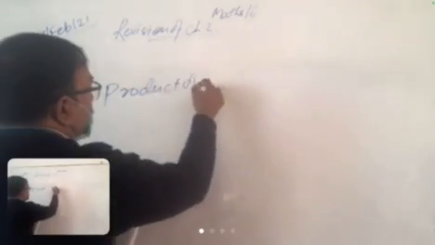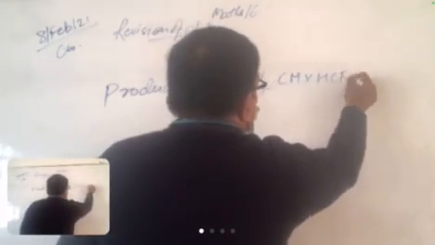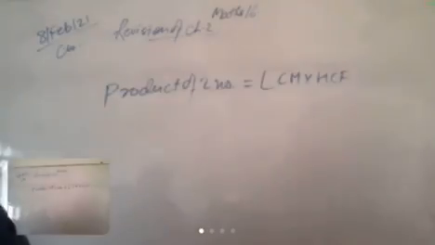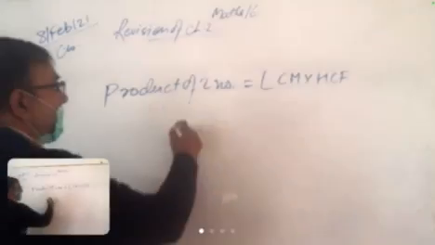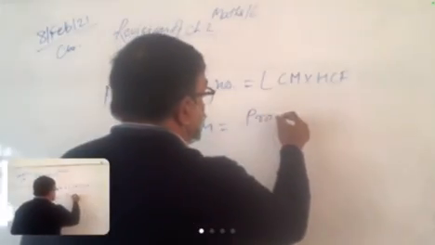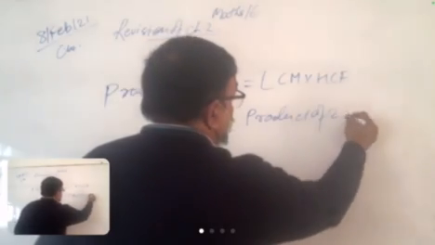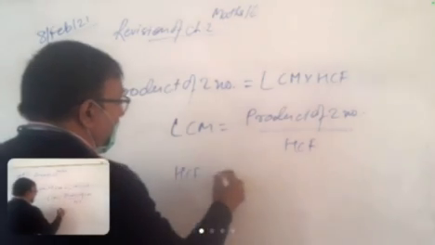Done. Okay, so please see, there is a formula from the previous class. I already told about this formula: product of two numbers is equal to LCM multiplied by HCF. And if we have to find the LCM, then it is product of two numbers divided by HCF. Everyone please write it as classwork.